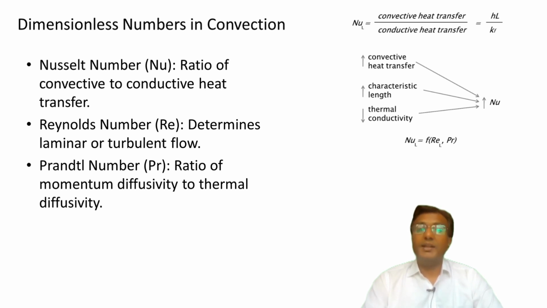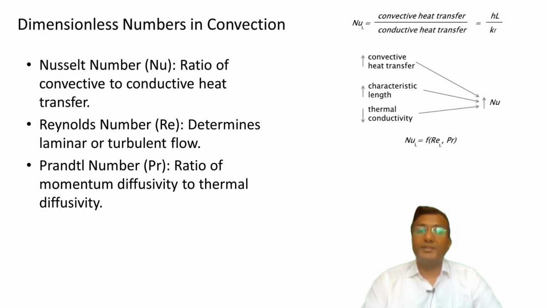The Reynolds number, Re, determines whether the flow is laminar or turbulent based on the velocity, density, viscosity, and length scales. A low Reynolds number indicates laminar flow, while a high Reynolds number indicates turbulent flow, which enhances heat transfer. The Prandtl number is the ratio of momentum diffusivity to thermal diffusivity, reflecting how momentum and heat are spread in the fluid. The Nusselt number is a function of the Reynolds number and Prandtl number, as Nu is a function of Re and Pr, allowing us to correlate the fluid flow and heat transfer.